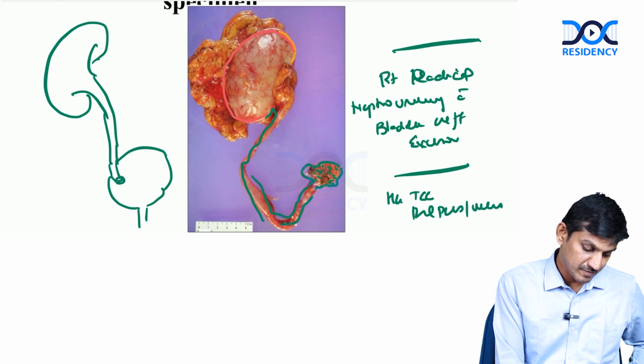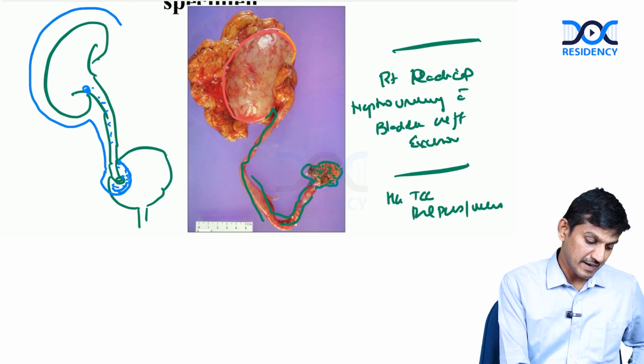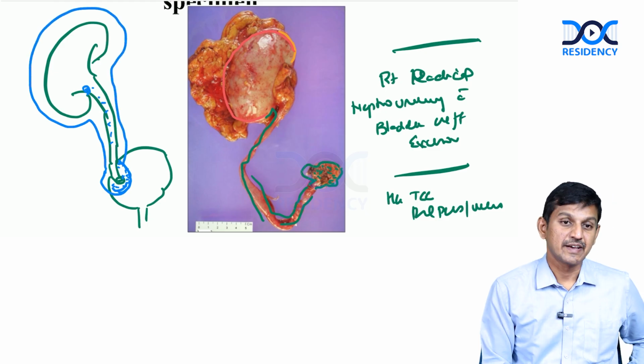So to avoid the recurrences, because the tumor seeding is likely to happen here, for example, if there is a tumor here, it is going to seed, and the recurrence is likely to happen in this region. That's why we have to remove it along with the bladder cuff. This is called radical nephroureterectomy with bladder cuff excision.